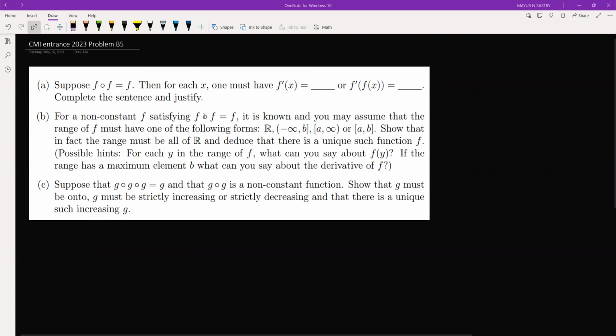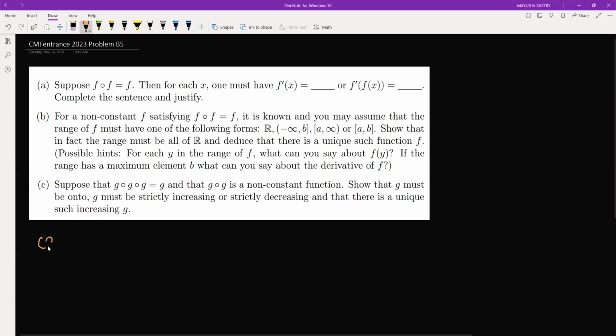Today we are going to discuss a problem which appeared in the entrance exam to Chennai Mathematical Institute this year. This is a problem based on calculus and it is composed of three parts A, B, and C. We are asked to assume that whatever functions are mentioned are differentiable and the circle notation here denotes composition. Let us start.